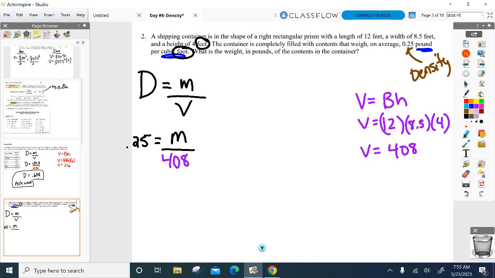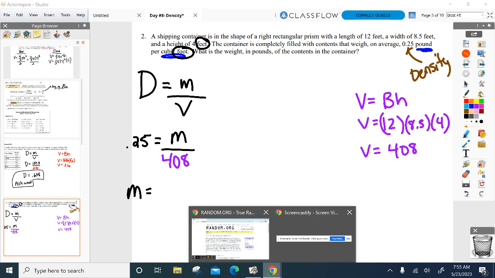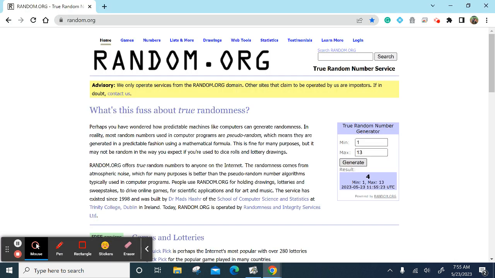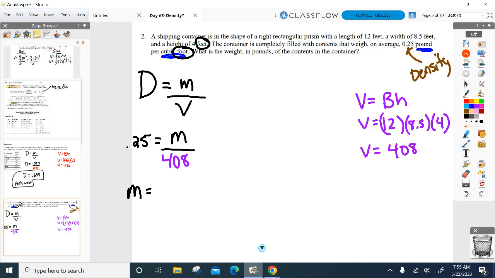And I think we're comfortable solving this. Cross multiply if you want. Put the 0.25 over 1. Cross multiply. And then what is the mass of the container then? What's my mass of the container? 102 pounds. What do you have? 102 pounds. Yep, that's pounds, kids, on the streets.